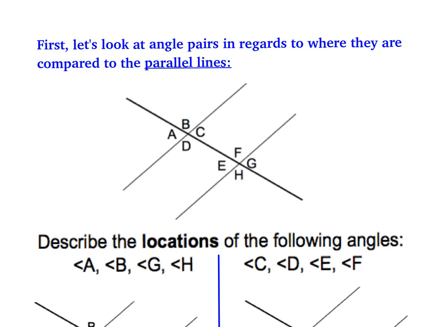The first way to describe where angles are is in regards to where they are compared to the parallel lines. If we look here, the parallel lines that we're talking about run this way. When comparing angles to the location of the parallel lines, we're really focused on, are they here, sandwiched in between those parallel lines, or would they be out here? So let's look at some specifics.